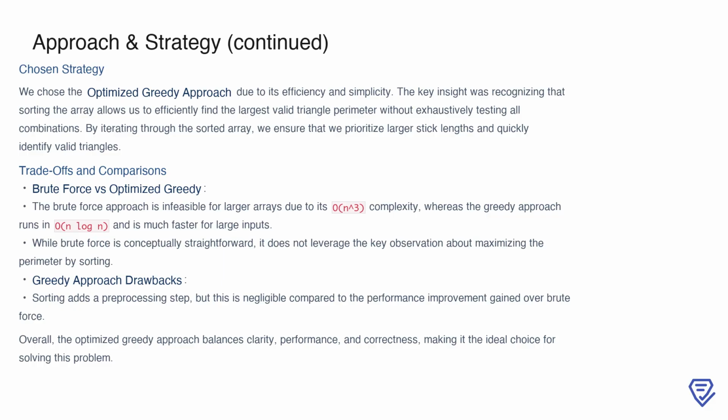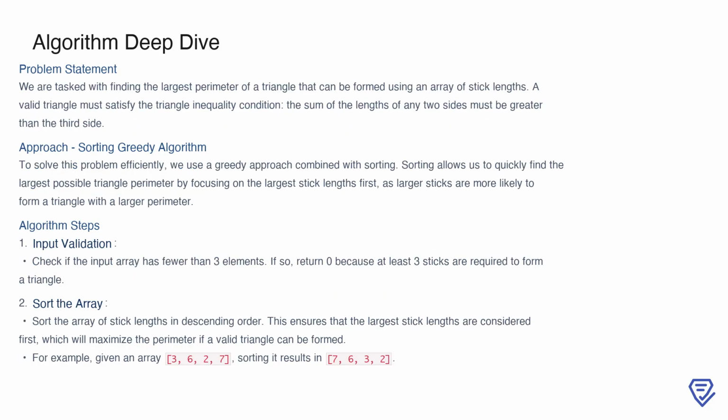In this problem, we aim to find the largest perimeter of a triangle that can be formed using an array of stick lengths. To ensure the triangle is valid, it must satisfy the triangle inequality condition, which states that the sum of the lengths of any two sides must be greater than the third side. To solve this efficiently, we use a greedy approach combined with sorting. By sorting the array, we can prioritize the largest stick lengths first, as they are most likely to form a triangle with the largest perimeter.